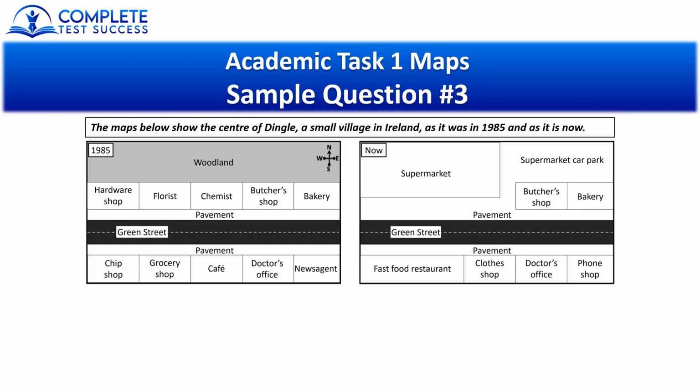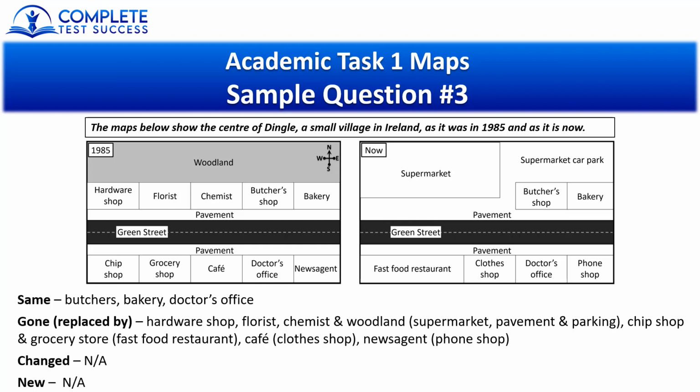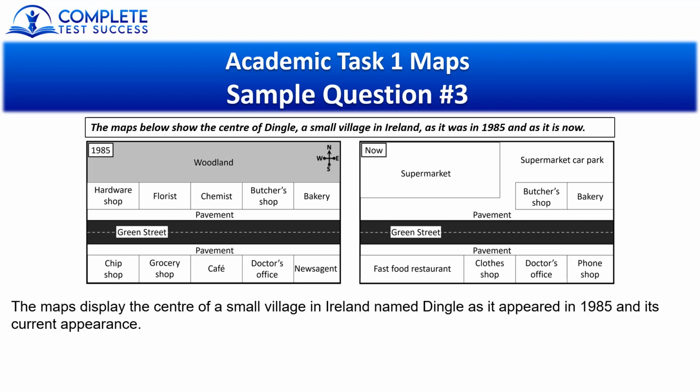Just like before, in step 1, we analysed the question by writing a list with our 4 categories. And here is the completed list for this question. Here is the paraphrase. The maps display the centre of a small village in Ireland named Dingle, as it appeared in 1985 and its current appearance.